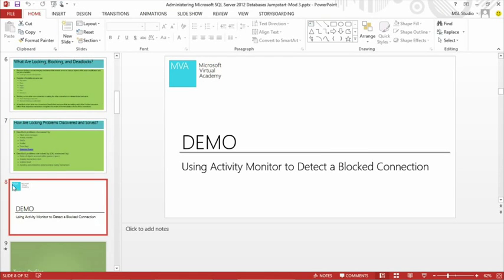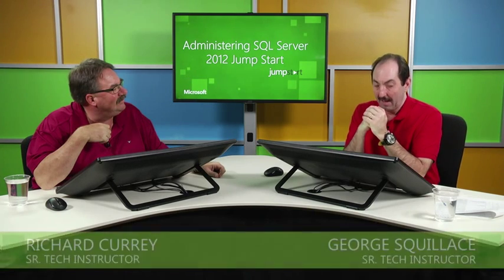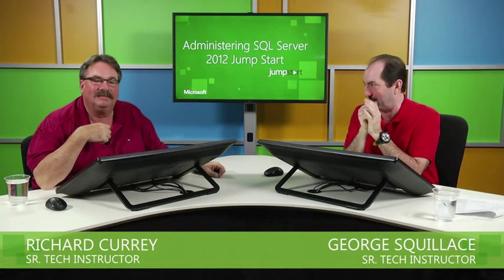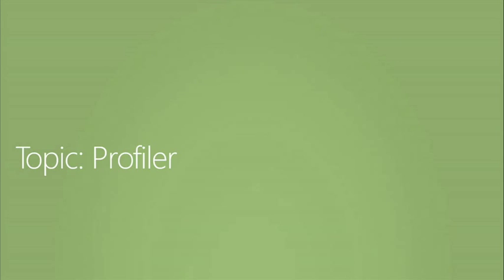And is that the only way that you can get information on what's going on, George? What's one of the other tools that we've got? We're loaded with tools. And next up, we're going to take a look at Profiler. Profiler is broader than merely locking tracking.